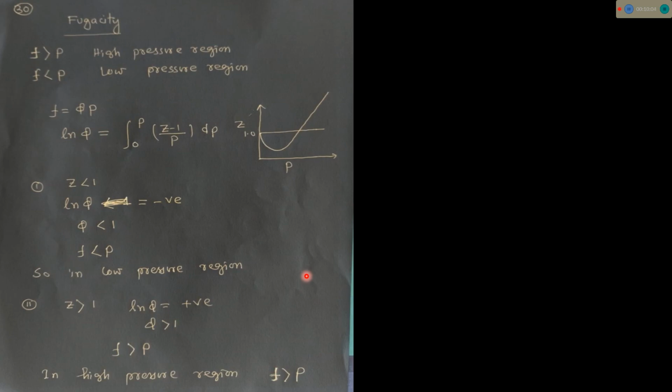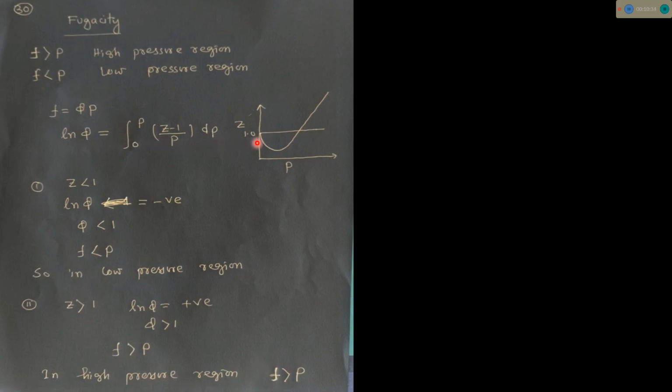In the question, four options were there. Two options are like this: in the high pressure region f greater than p, in the high pressure region f less than p, and in the low pressure region. So options are like that, but the correct option is, as we already saw, in the low pressure region f less than p, in the high pressure region f greater than p.